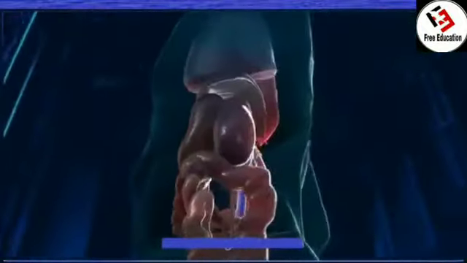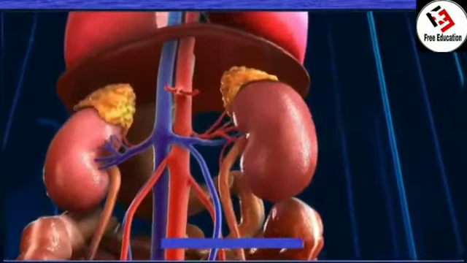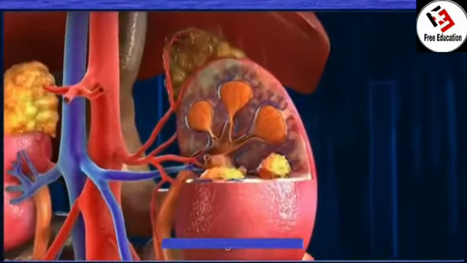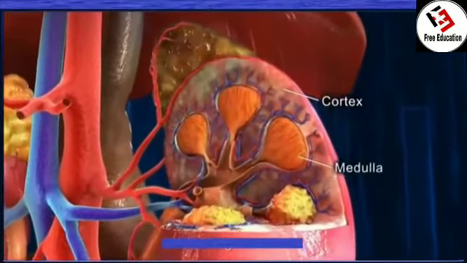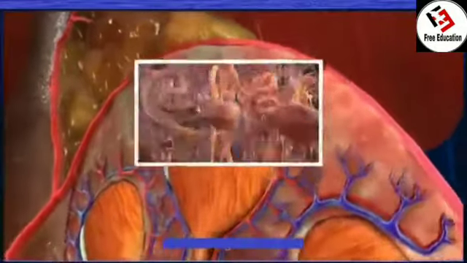The excretory system in human beings consists of a pair of kidneys. A magnified view of the longitudinal section of kidney shows two prominent regions, a cortex and a medulla. As we zoom into the cortex region, it shows the presence of numerous nephrons.